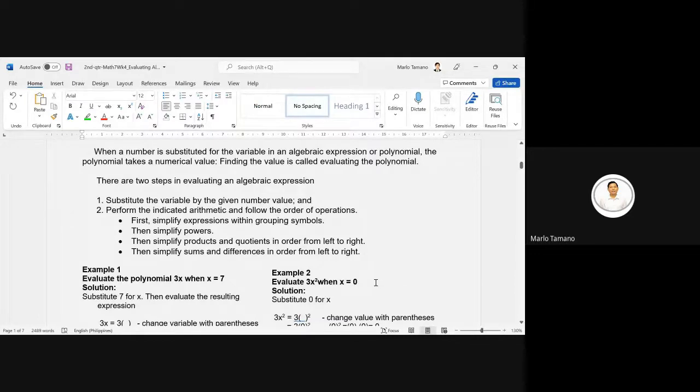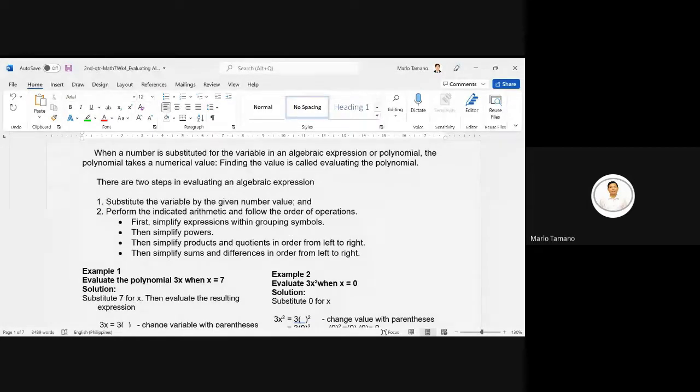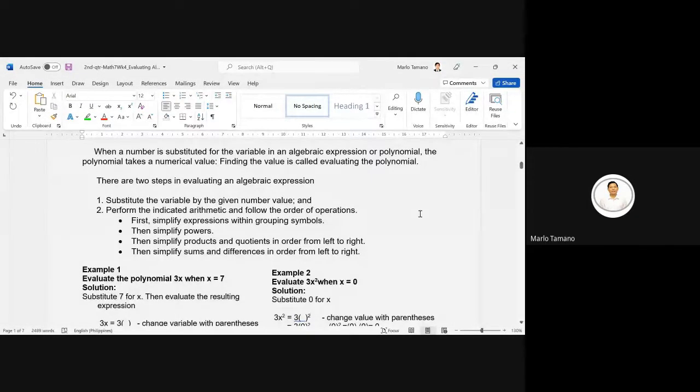Can be 2, can be 3, can be 4. Naintindihan? Then, simplify powers. Kung meron namang exponent, you have to simplify. Yan po yung tinatawag nating PEMDAS. If there are parentheses, you have to clear the parentheses or grouping symbols. Then, if there are powers, you have to work from the powers first. Then, next, simplify the product and quotient in order from left to right.